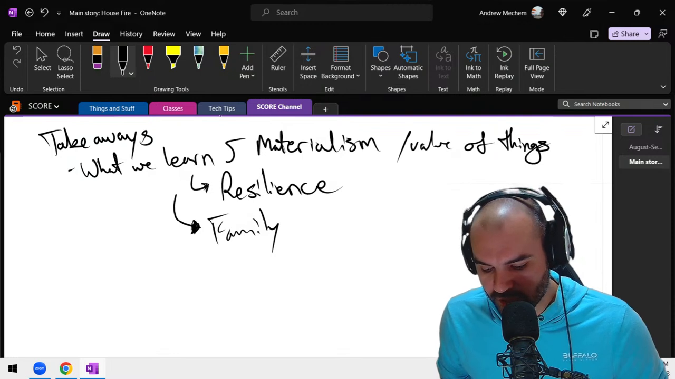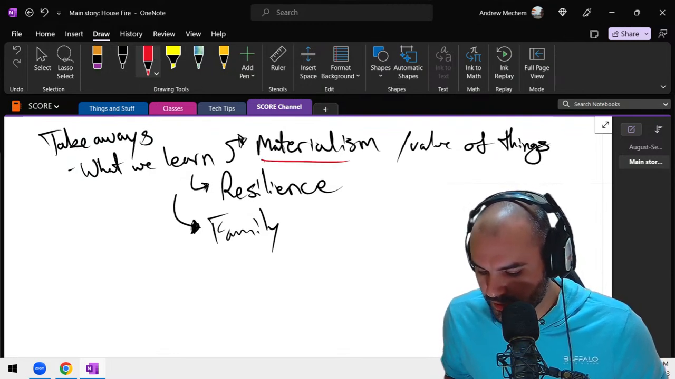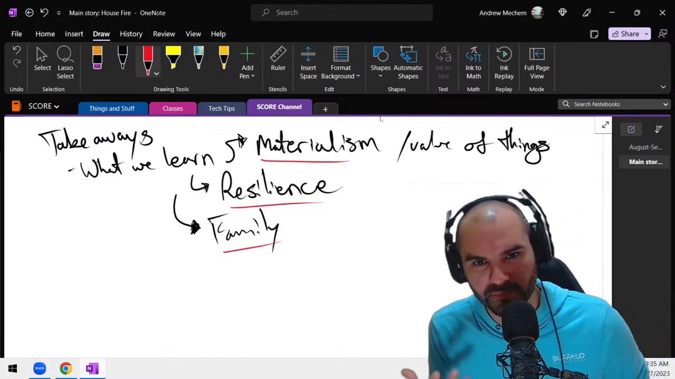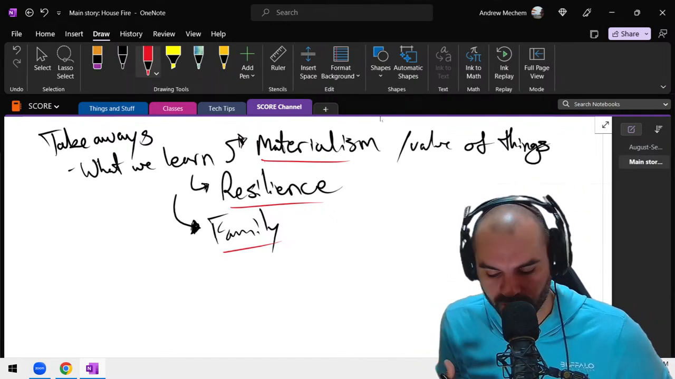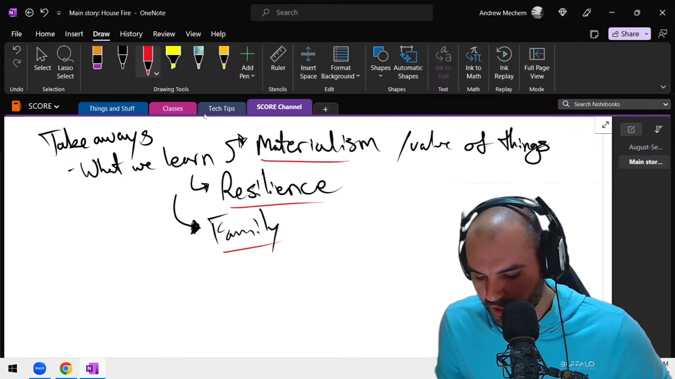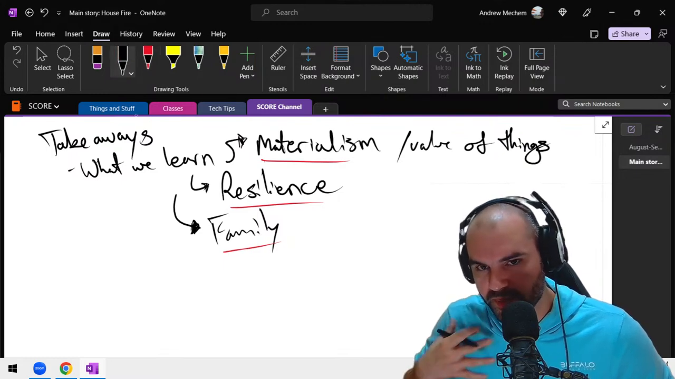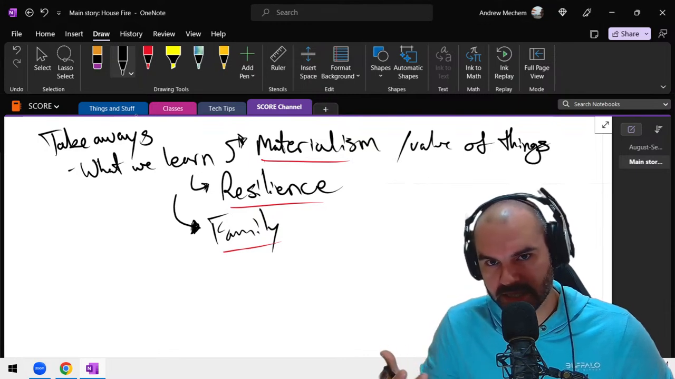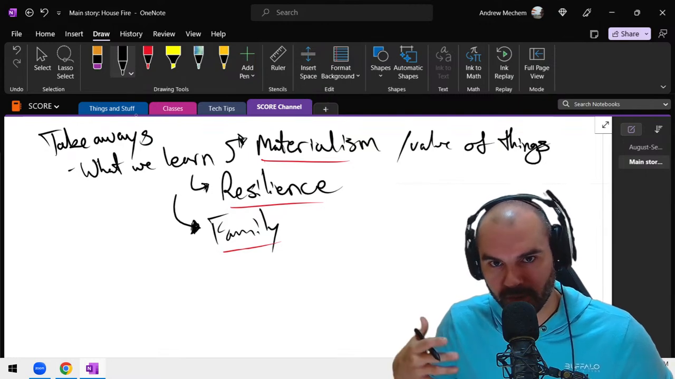So these are just three little aspects that I'm going to talk about throughout this essay: materialism, resilience, and family. And we'll see how much of each of these things gets in here. I'm not 100% sure yet how much I'm going to do on each of these topics, but I want them to understand that this event happened and this event created these things in me, changed my perspectives, changed the way I think about the world, to this day.